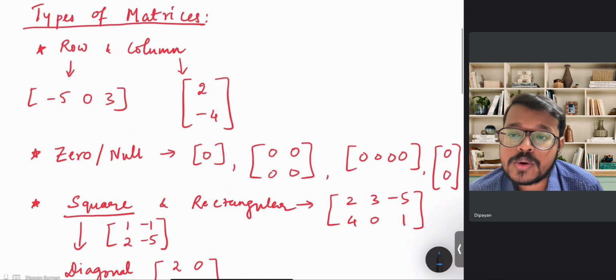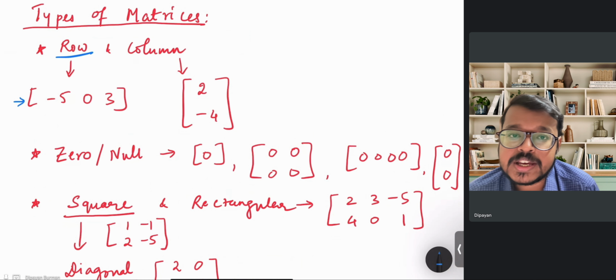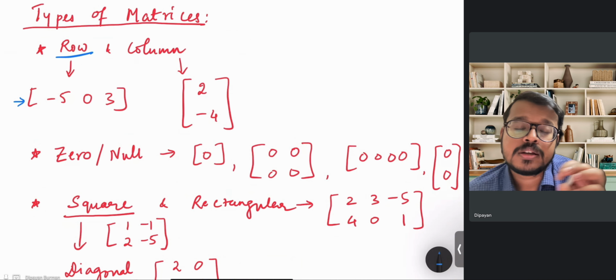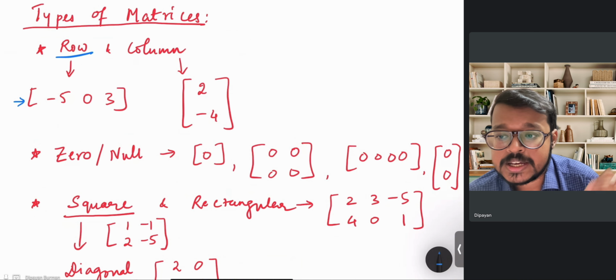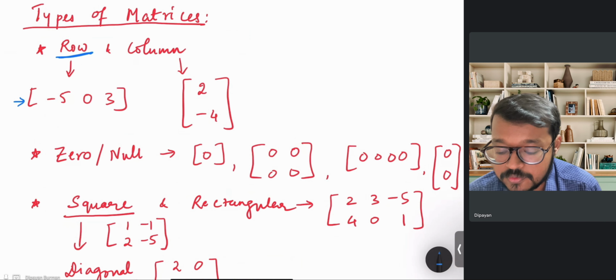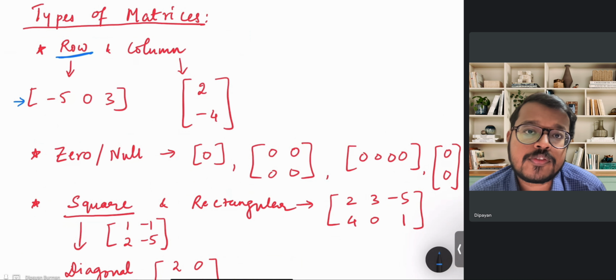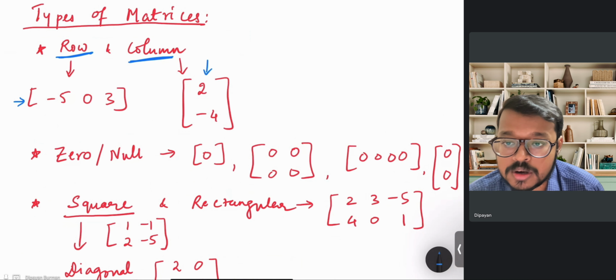First we have row and column matrices. A row matrix will have a single row. So this is a row matrix: minus 5, 0, 3. It is written in one row, and there are three columns: minus 5, 0 and 3. So a row matrix will have one single row and it can have many columns. And a column matrix will have a single column but it can have many rows.